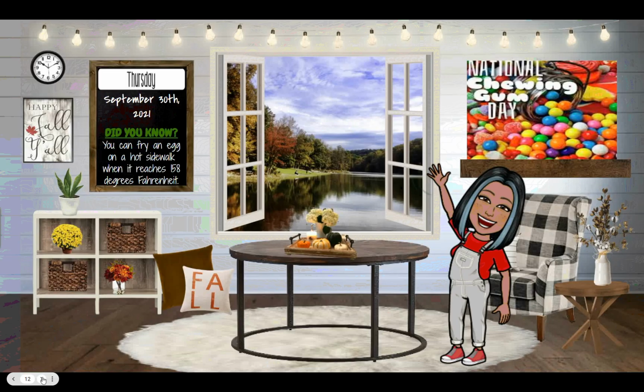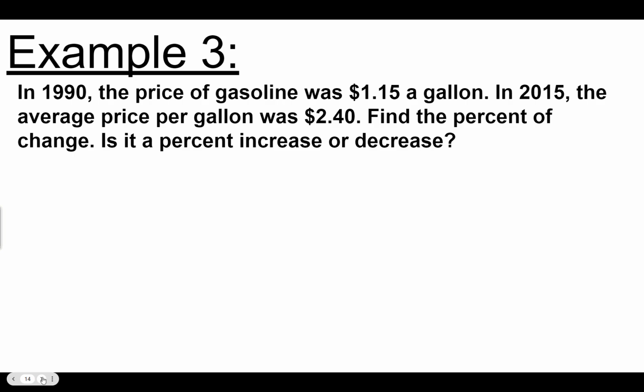All right. Some fun facts. Example 3. In 1990, the price of gasoline was $1.15 a gallon. In 2015, the average price per gallon was $2.40. Find a percent of change, and is it a percent increase or decrease? Well, 1990 happened first, and then in 2015, later on, the price went up to $2.40, so that is an increase. My answer will be positive.